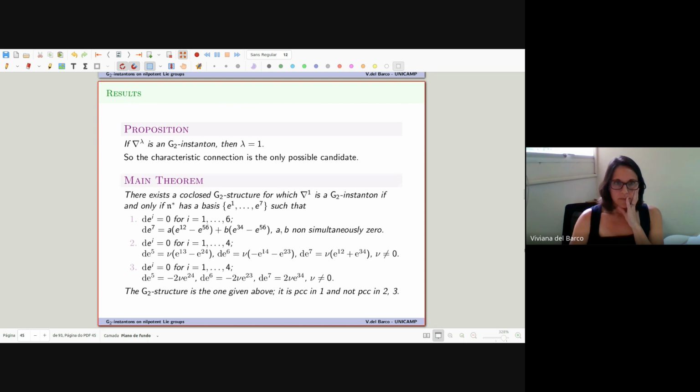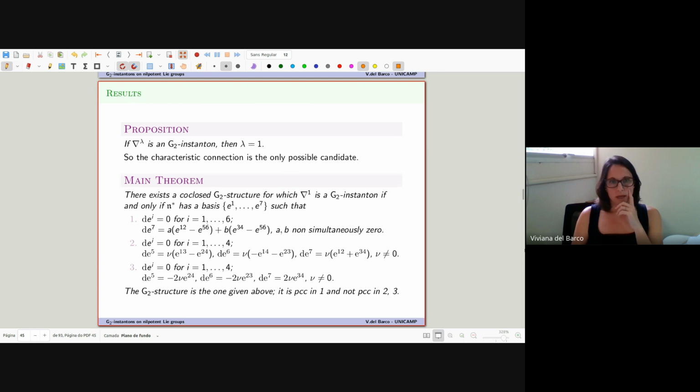And the main theorem that we got is a complete characterization. We say that for a nilpotent algebra, there exists a coclosed G2 structure for which the characteristic connection, which is the only candidate, is a G2 instanton if and only if the Lie algebra has a basis such that the structure of the Lie algebra is the following. Here we give 3 families of Lie algebras. I will get into detail in a moment. And in this case, the G2 structure is the standard one of this basis.